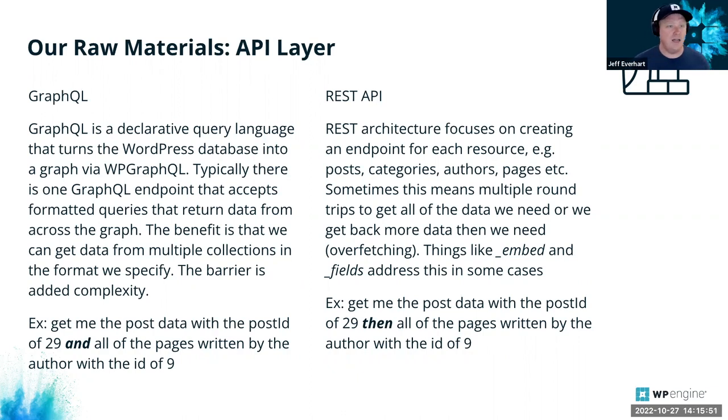Now, GraphQL, on the other hand, is a declarative query language that turns the WordPress database into essentially a data graph via this really awesome plugin called WP GraphQL. Typically the way that this works is that there's just one GraphQL endpoint that accepts these formatted queries and then will return whatever data you specify. So the benefit there is that we can get any piece of data that we want from all across the graph, all in one query.